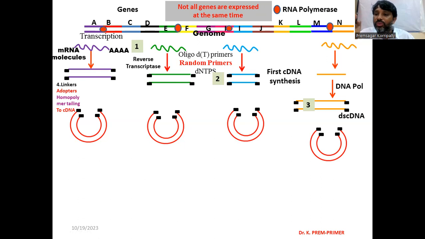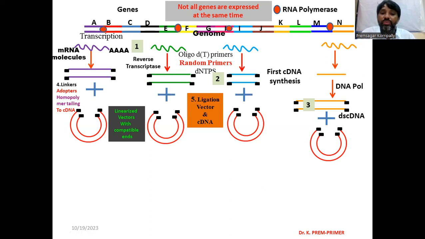This is the fourth step. The first step is isolation of RNA, and then the conversion into first strand and second strand cDNA synthesis. And the third one is addition of linkers and adapters to the cDNA molecule. And the fifth one is incorporation of cDNA into the vector, right? So here, the linear vector with compatible ends and the cDNA are ligated with the help of T4 DNA ligase.